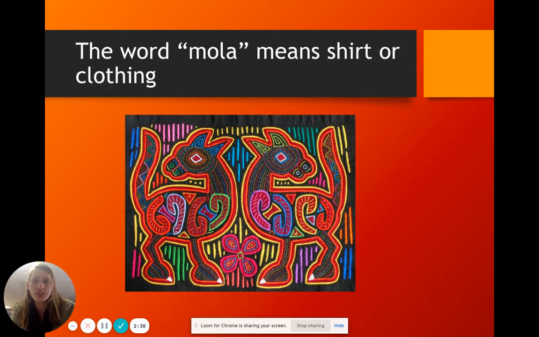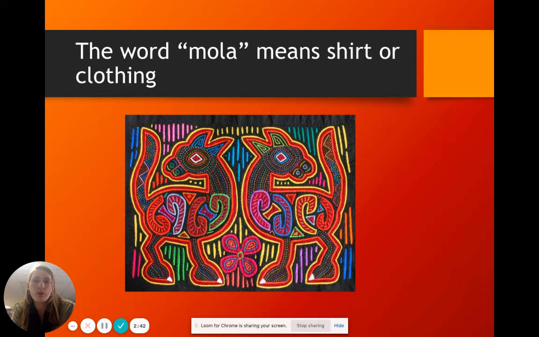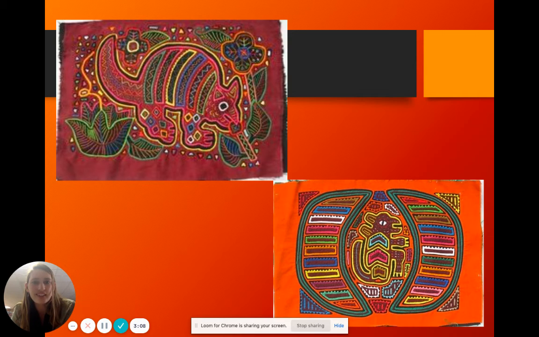As we're going through these pictures, one thing I want you to be thinking about is what do these molas all have in common? What are some features that they all have in common? That's what I want you to be thinking about while you're listening and learning. Okay, so Kuna Indians are from Panama. Panama is a country in South America. Sometimes we technically call it Central America because it's in between North and South America. And the word Kuna means family, so their tribe name means family. How cool is that? All right, so here are some more images.